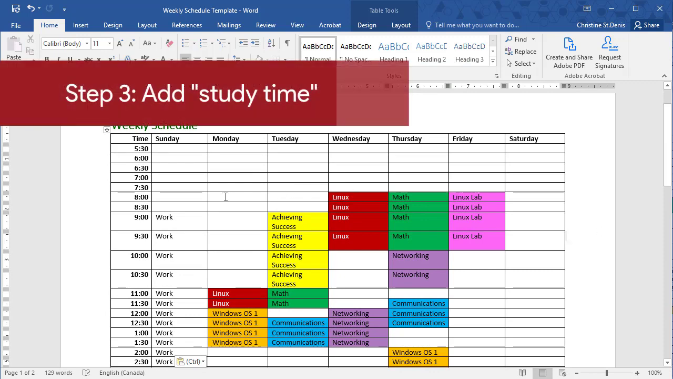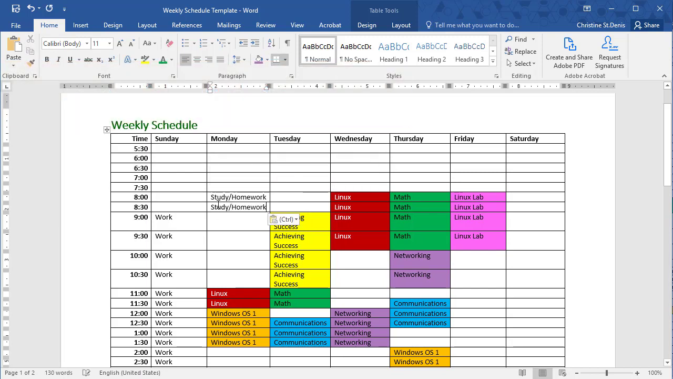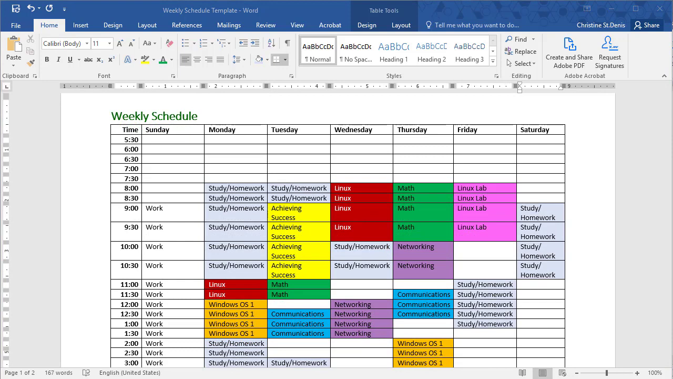Now add in blocks of study time. Try to spread these times across the week so that they're not all concentrated on already busy days. Think about the times that you will be most productive and when you might be able to work without as much distraction. For each hour of class, you should be scheduling at least 1 hour of study time.